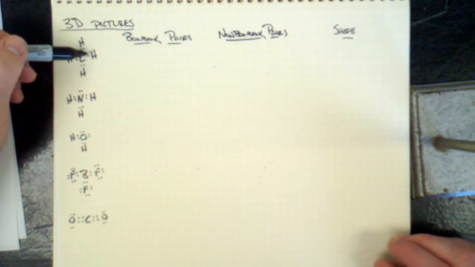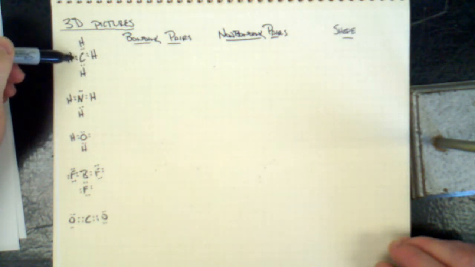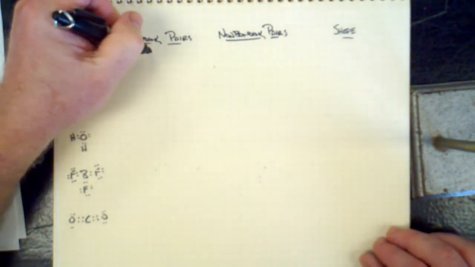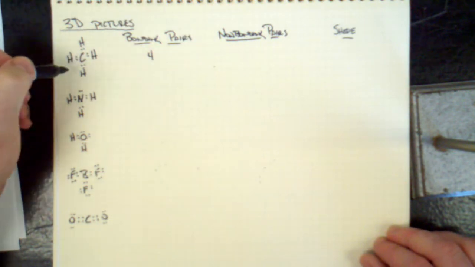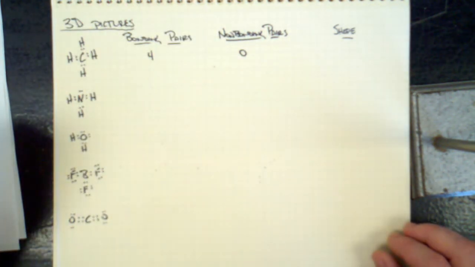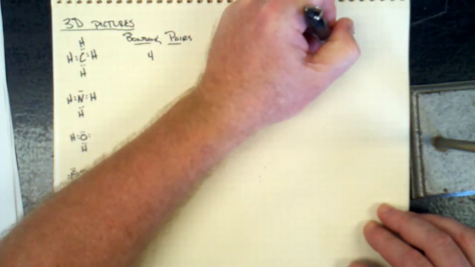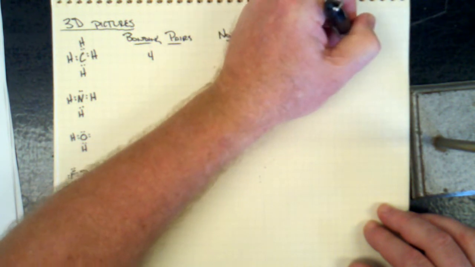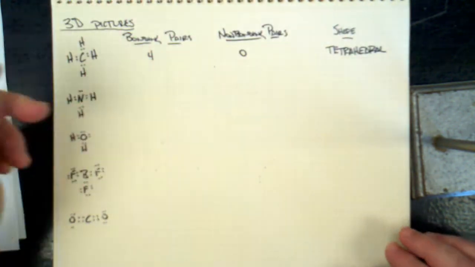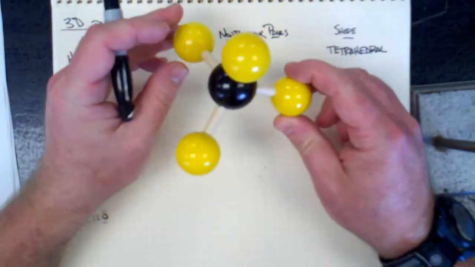So if I look at all the electrons here, they're all around the center atom. They're all bonding with something else. So I have 4 bonding pairs, and I have none that are non-bonding. I've got 4 bonding pairs and no non-bonding pairs. I get a tetrahedral shape. So tetra means 4, which means I've got 4 things attached to it. And it makes kind of like a little pyramid.